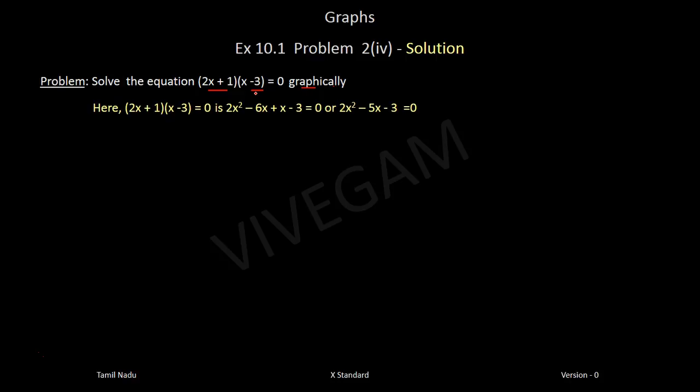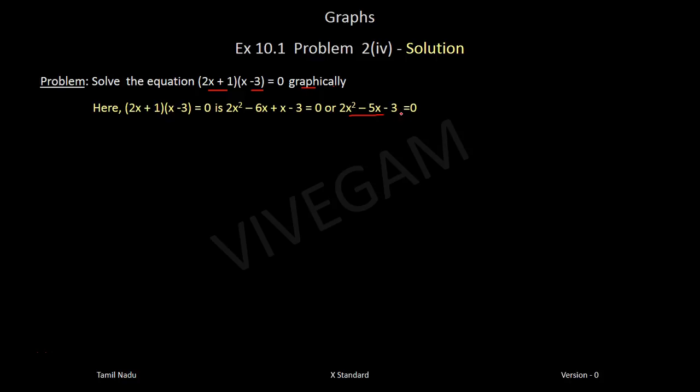Right. Now let's multiply this. So (2x + 1)(x - 3) is 2x² - 6x + x, and 1 into -3 is -3. So when you simplify, you'll get 2x² - 5x - 3 = 0.